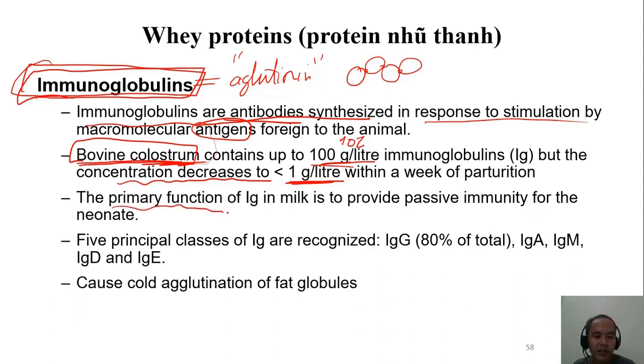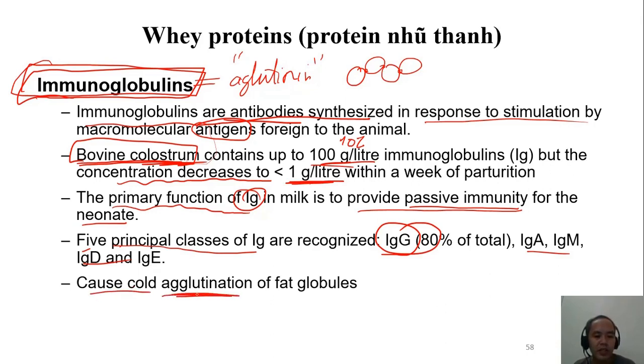The primary function of immunoglobulin is what? To provide passive immunity. Passive means it doesn't build by itself, but it takes from the mother. It's called passive immunity for the neonate, meaning the infant. There are 5 principal classes of immunoglobulin, and the main one is immunoglobulin G, and there are also 4 other different ones. And in milk, immunoglobulin causes agglutination of fat globules. That's why we have this name, as we already mentioned.